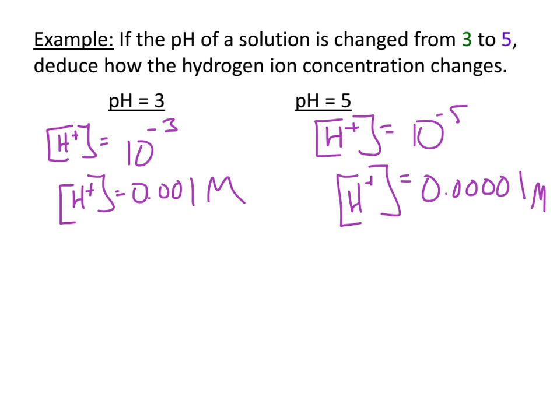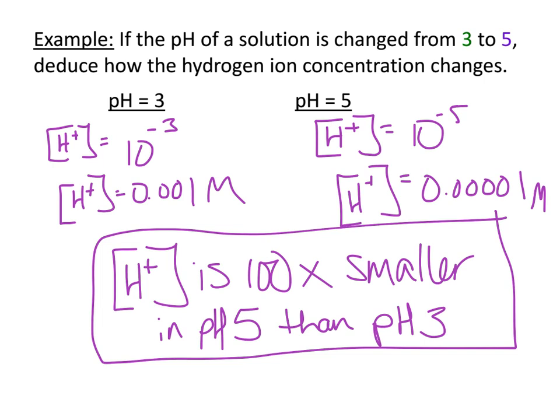For the pH of 3, it's 0.001, and for the pH of 5, it's 0.00001. So there's 2 extra zeros in the pH of 5. It is that much smaller by 2 decimal places, which makes it 100 times smaller. So if it's 100 times smaller, this is how we would present our final answer: that the hydrogen ion concentration is 100 times smaller in the pH of 5 than in the pH of 3.